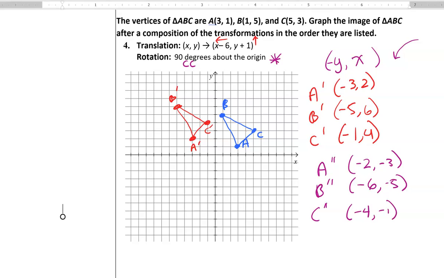So I could go ahead and graph it, and that would give me a good visual. So -2, -3. -6, -5. And then -4, -1. Okay, so what I see is I went like this. Okay, that's counterclockwise. And then I can just double check. I see the 90 rotation.